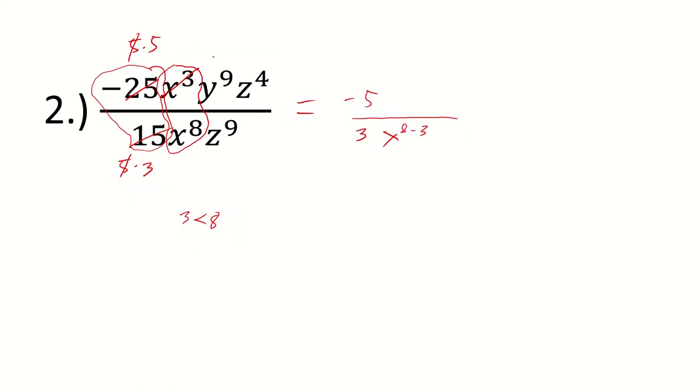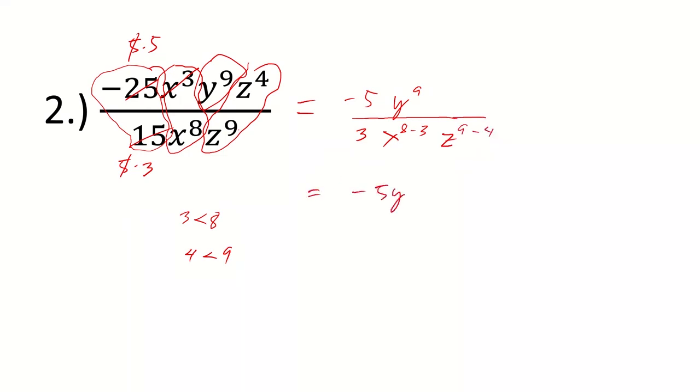4x. Then, for y, walang y sa baba. So, mag-isa lang siya sa numerator. So, copy y to the power of 9. Then, for z, okay, ito yung z. 4 is less than a 9. So, meaning case 2 ulit. Lagay natin si z sa baba. Then, we subtract the exponents. 9, the bigger number, minus 4, smaller number.